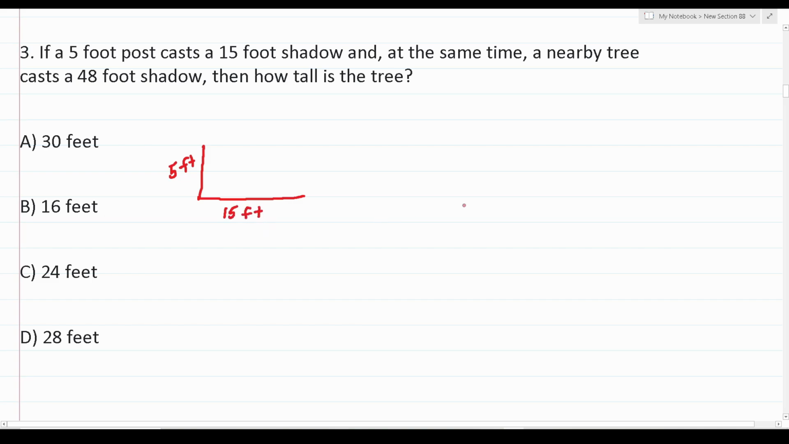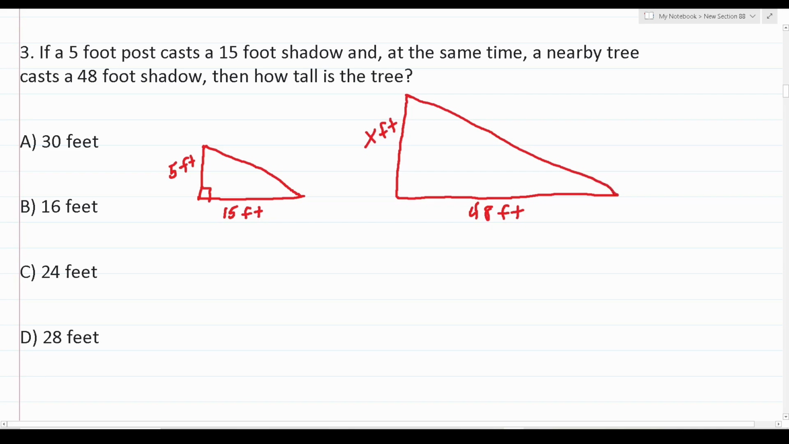15-foot shadow. Likewise, we're told that there's a tree nearby, and that tree casts a 48-foot shadow. But we don't know how tall it is. In fact, that's what the question is asking us to figure out. So I'm going to call that x feet tall. Well, it may not be obvious, but if you enclose these 2 figures, what you get is a pair of similar right triangles. And when you have a pair of similar figures, you can use a proportion to figure out what the missing value is.